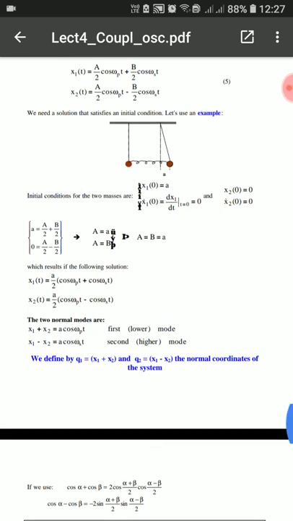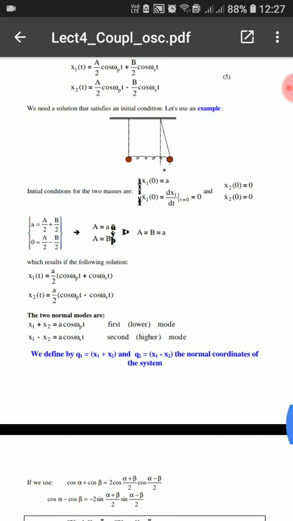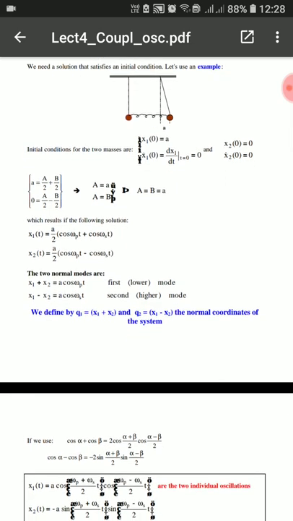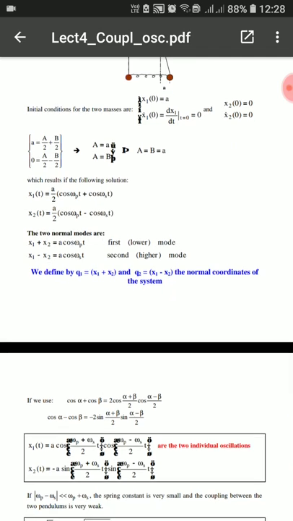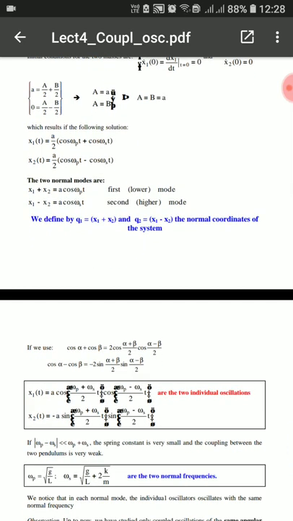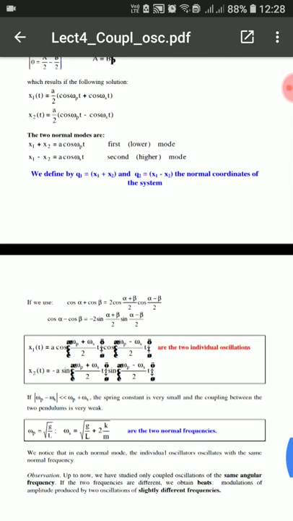Now, if you choose this example, in one case, the first object is displaced to the right, but the second is in the fixed position. Initial conditions for the two masses: x1 at 0 is a, dx1 over dt is equal to 0, and x2 is equal to 0, and x2 dot is also equal to 0. So we get the two relations, capital A and capital B, which are equal to small a, which results in the following equations, which are the solutions. x1 is equal to a by 2 times cos omega p t plus cos omega s t, and x2 is equal to a by 2 times cos omega p t minus cos omega s t.